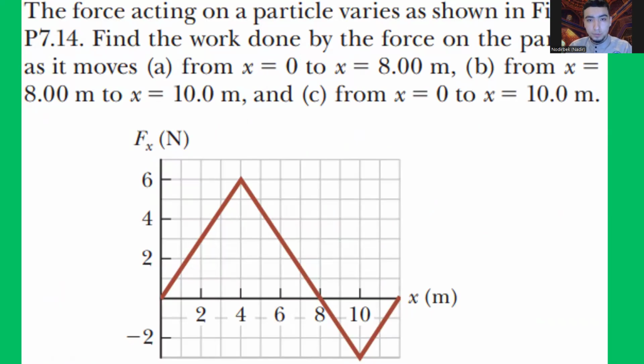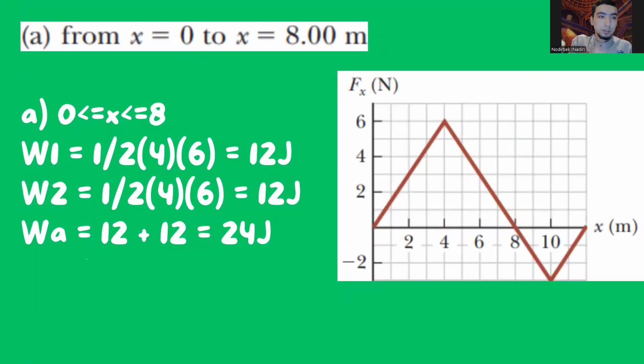In these equations, we have a graph, and our question asks to find the work done from the graph, starting from displacement equals 0 until 8, from 8 until 10, and from 0 until 10. For the first question, it says from 0 until 8. So we can divide the graph, the triangle, which is from 0 to 8, by 2 to find the work done by using the formula for the area of a triangle.